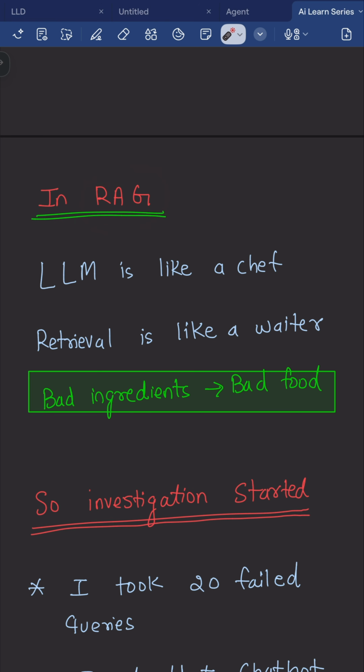In RAG, the LLM is like a chef and retrieval is like a waiter. So if you give bad ingredients, that means if retrieval is bad, then you are going to get a bad result, which means bad food.